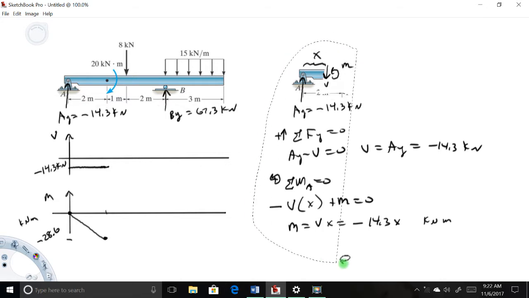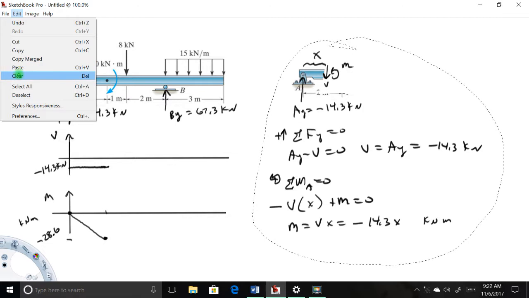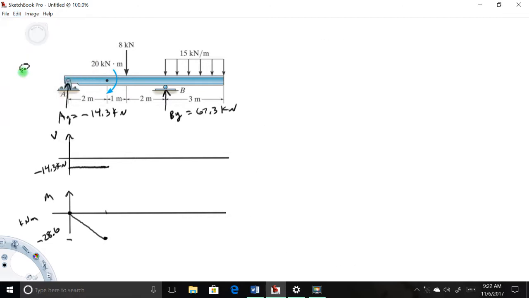Next step. Fortunately, I have very limited screen room, so all I can do here is just get rid of this stuff. And now we're going to make another cut. The other cut needs to be between these. You always want to do a cut between changes in load. So when we go from 2 to 1, somewhere in here, when we get to 1 meter, we add this 8 kilonewton load. So I want to cut somewhere before that. So maybe we'll cut it right there.